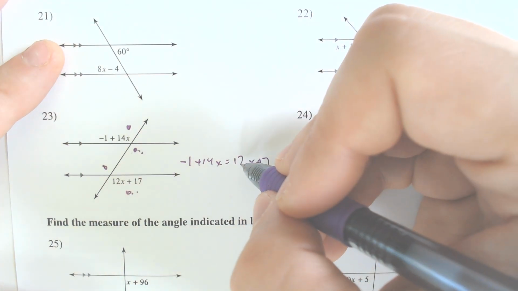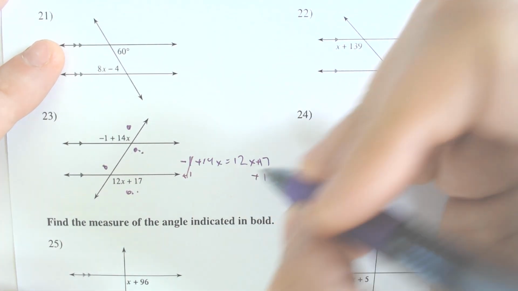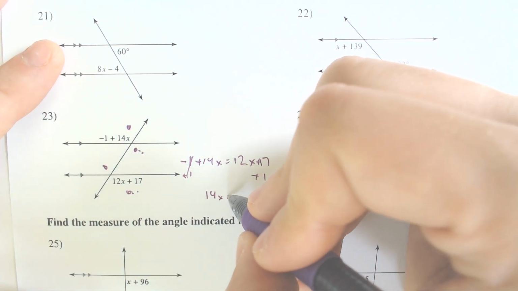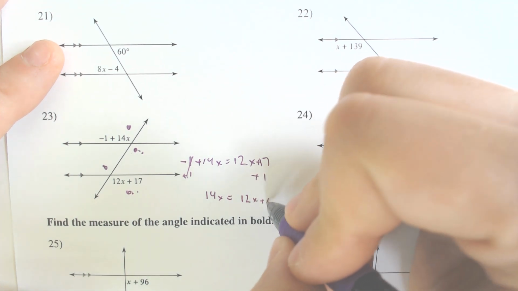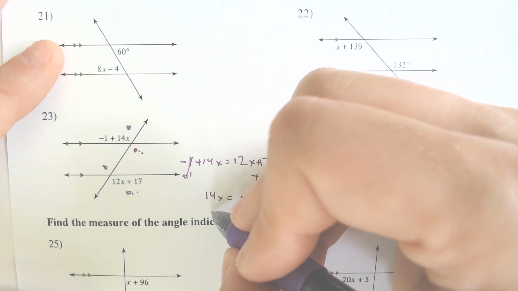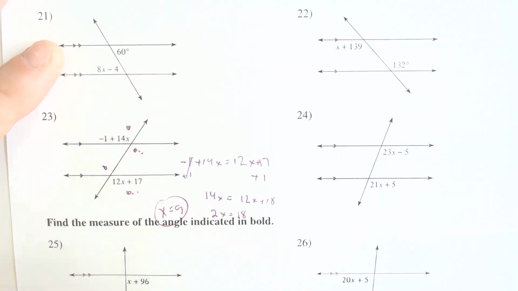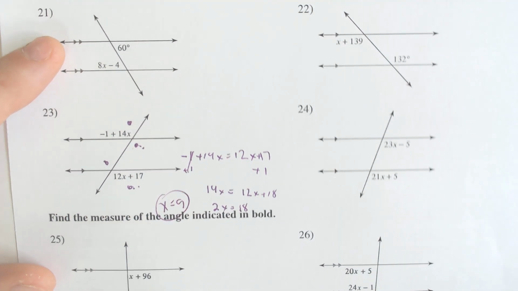We are going to add 1 over to this side. If we add 1, the -1 cancels. Add 1, we get 14x by itself equals 12x plus 18. Subtract the 12 from 14x, we get 2x is equal to 18. When we divide, you get x equals 9.